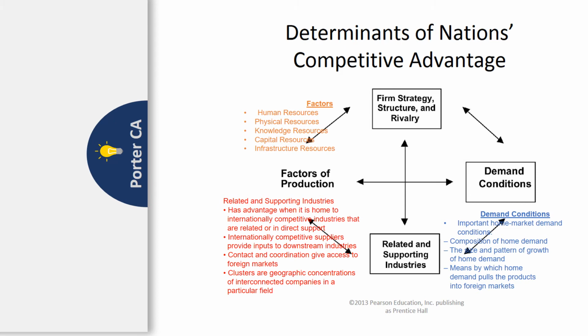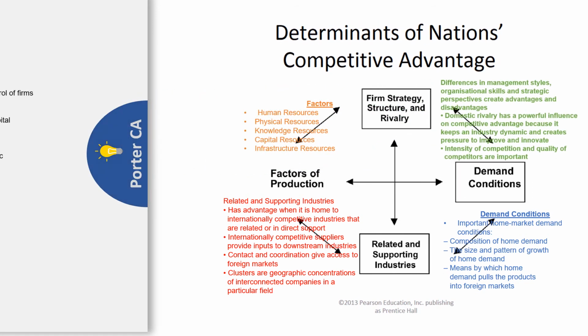So finally, number 4, firm strategy, structure, and rivalry. The competitiveness of firms in one nation is determined by how those firms set strategy and structure themselves. It's also determined by how much competition there is between firms in the industry. How firms are structured and set goals is going to differ from nation to nation, and it's determined by a whole bunch of things, including social factors, political factors, legal factors, and others.